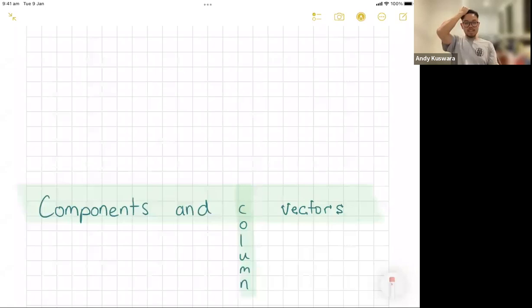Okay, so we talked about vectors and their notation and a little bit of an intro with vector addition and subtraction last time. Today, we're going to look at components and column vectors. This is the mechanics of it. It's how it actually moves, how you actually calculate things, how you actually get questions. This is probably the more fundamental part of vectors. So let's take a look.